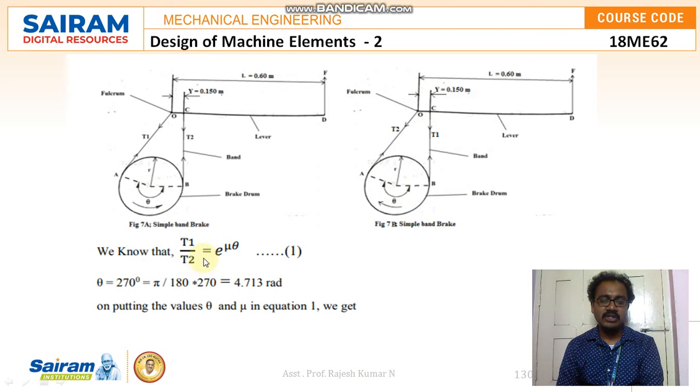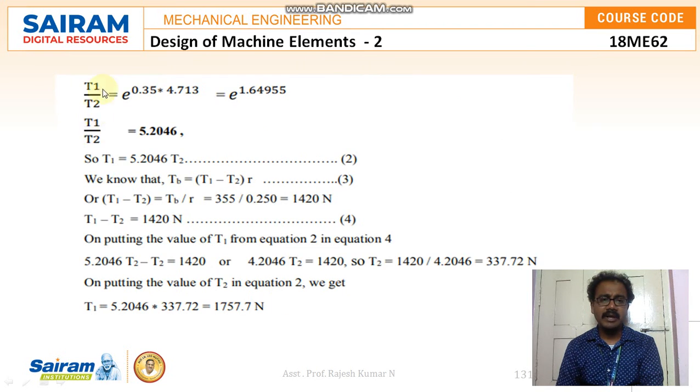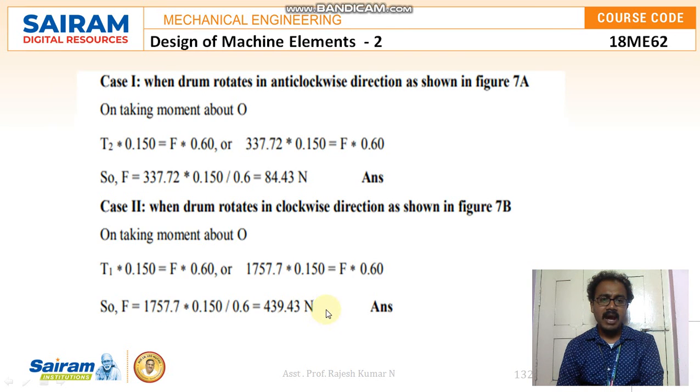Let me go with the first tension formula: T1 by T2 is equal to e power mu theta, where theta in radians is 4.713, obtained by multiplying pi by 180 with the given angle. Since the coefficient of friction is known, T1 by T2 is 5.2046. So I write T1 in terms of T2. I know one more formula: the braking torque TB is equal to T1 minus T2 into R. Substituting the T1 value in terms of T2, T1 minus T2 comes to 1430. By equating equations 2 and 4, I get T1 as 1757.7 Newton and T2 as 337.72 Newton.